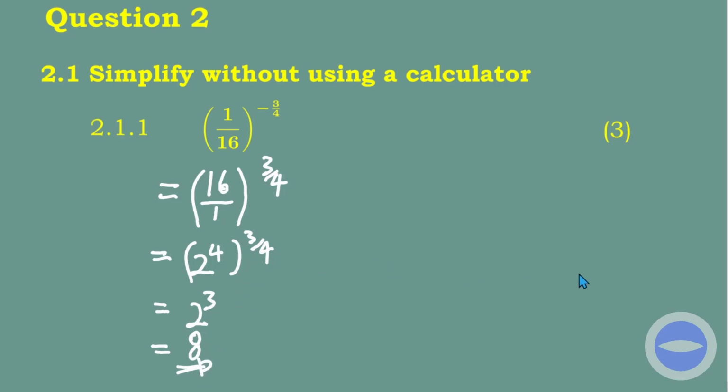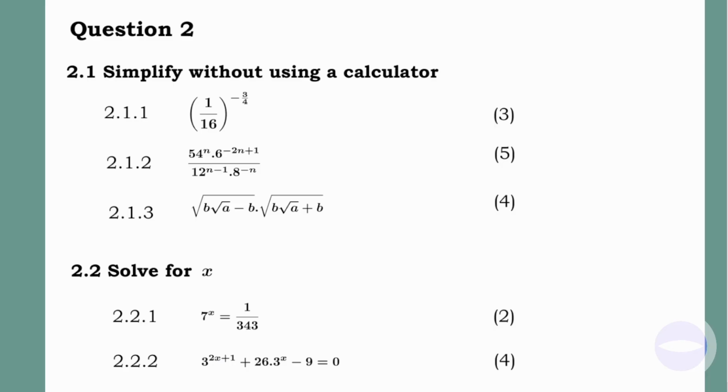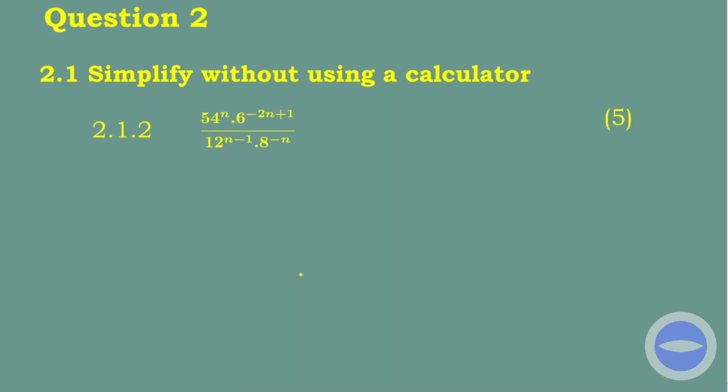Then this is all the answer. Now we can do 2.1.2. If you check the marks, it is 5 marks, so it's a little bit of work. Let me open the slides for 2.1.2. So I have 54 exponent n times 6 exponent 2n plus 1, over 12 exponent n minus 1 times 8 exponent minus n.